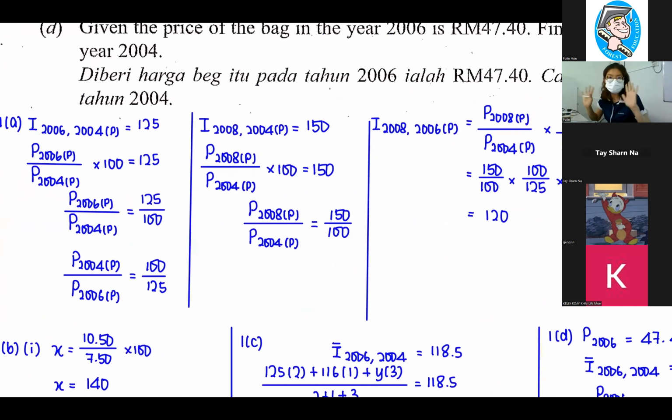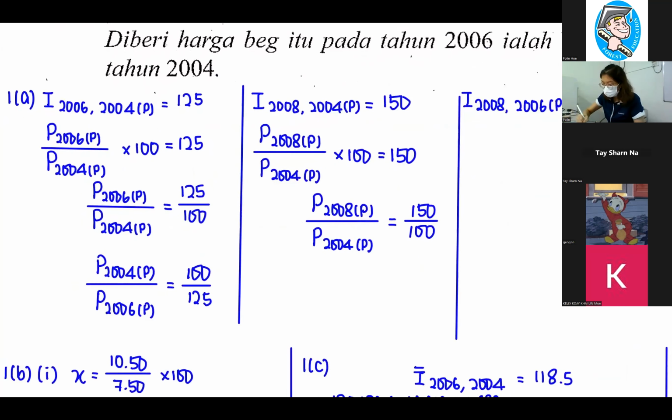You don't copy. You listen. Don't copy it, because if you are copying, then you won't pay attention to my explanation. Later on, you go back and watch the video again to get the final answer. Pay attention here. Just now I wrote 2006 based on 2004 equals 125.